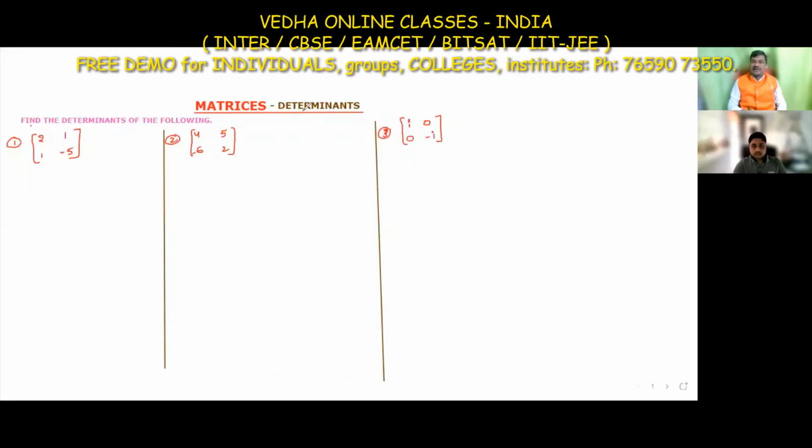Matrices, we are finding the determinants. Find the determinants of the following. Okay, so we are going to find the determinant of the following matrix. So first matrix, I am taking the matrix as A.